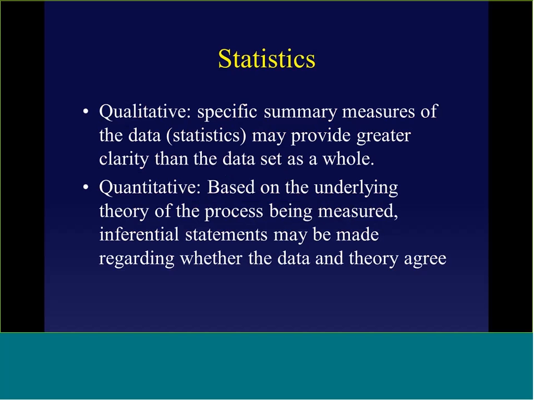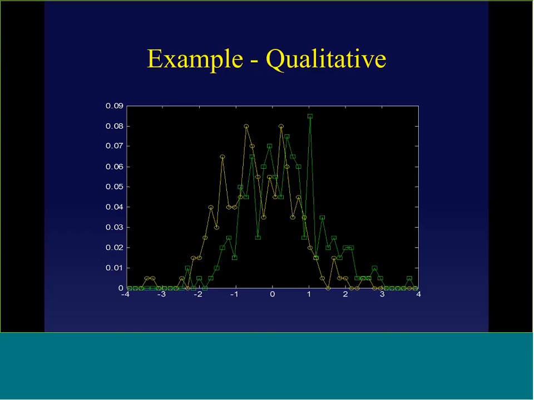Now, there are two main ways in which one can think about statistics. I like to think of statistics as being both qualitative and quantitative. Qualitative statistics can provide a summary of measures of the data and provide greater clarity into the data set as a whole. This can be both numerical methods, such as the mean, median, and mode, as well as graphical displays of data. And in a quantitative sense, you're making some assumptions on the underlying physical principles governing the data, and you can make inferential statements regarding whether or not the data and theory agree. And once again, you can use your qualitative methods to generate hypotheses which you can test quantitatively.